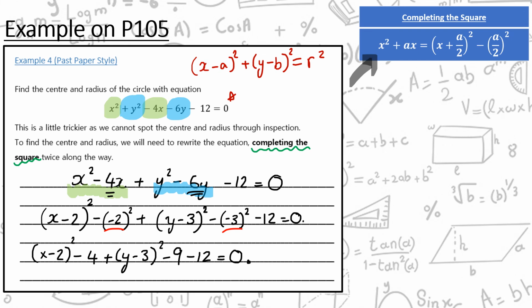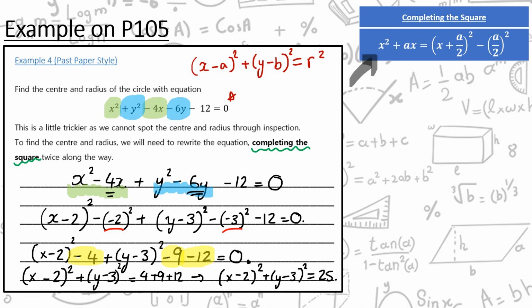Yeah, awesome. And finally, we've got 3 numerical bits. We've got the -4, the -9, and the -12. So we're going to take all those numbers over to the right side, and we will get the following. And I think when we add these values up, we should hopefully get 25 out. Yes, indeed we do. Awesome.